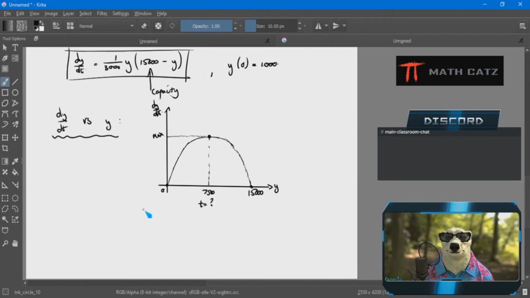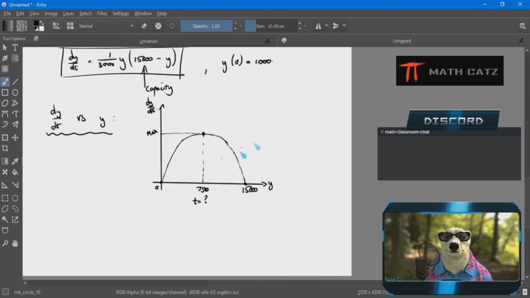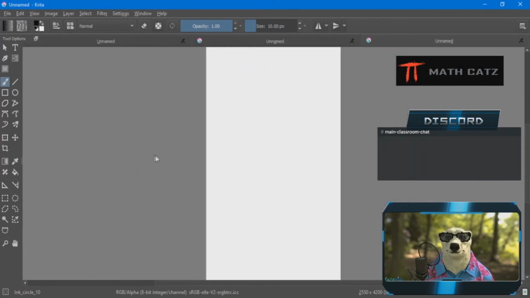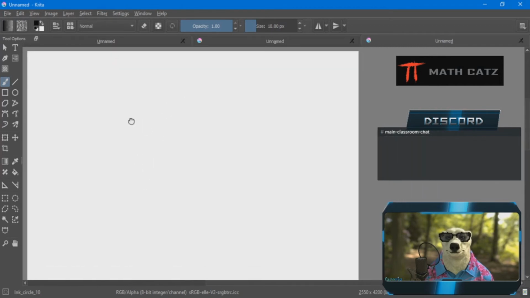And now we can go through the motions of, oops, we're out of space there. We can go through the motions of practicing to solve this differential equation. This logistic equation is a little bit more involved to solve versus your basic ones. Let me write it down again so we see it here. 1 over 3,000 y, 15,000 minus y, initial condition 1,000. All right, there we go.